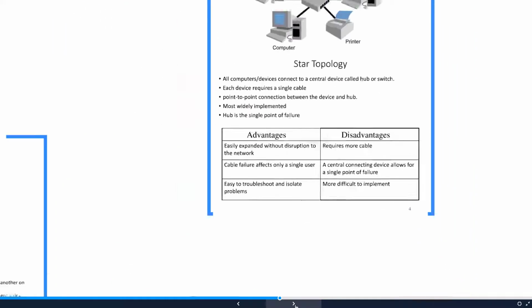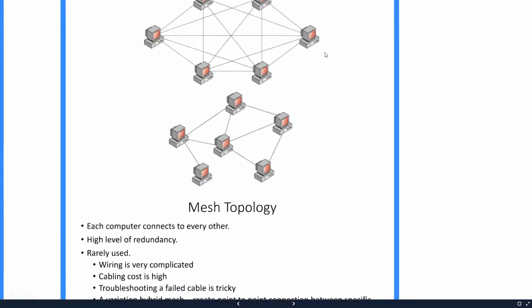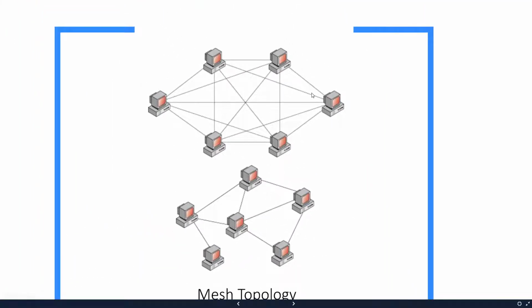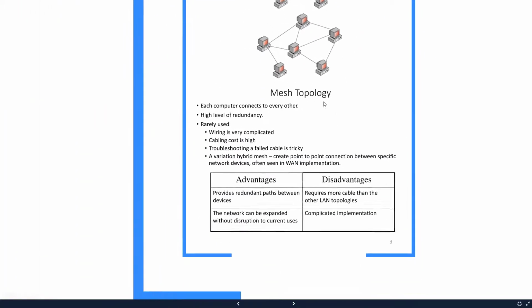Next is the mesh topology. As you can see, this is how a mesh would look like. This is a complete mesh. This is a partial mesh. That means for the complete mesh, each computer is actually connected with all the computers. Okay, so that's how a mesh looks like.